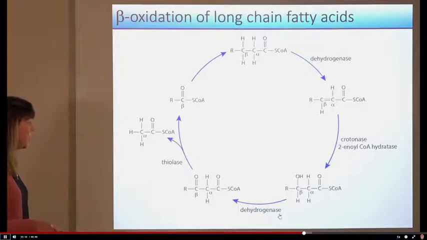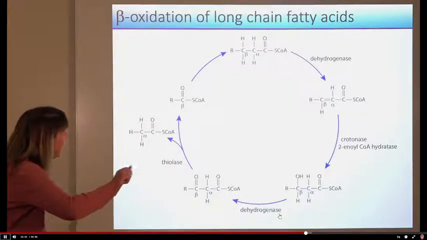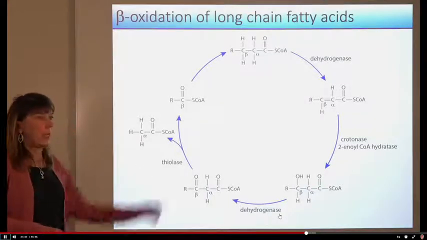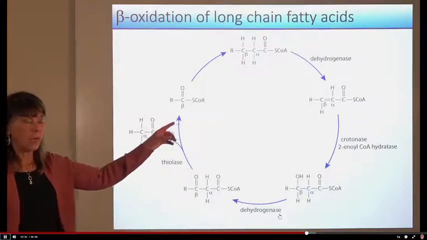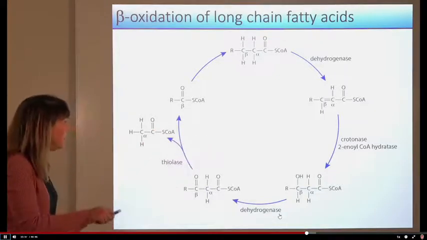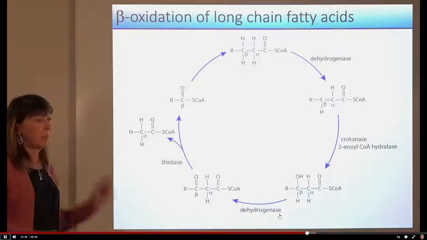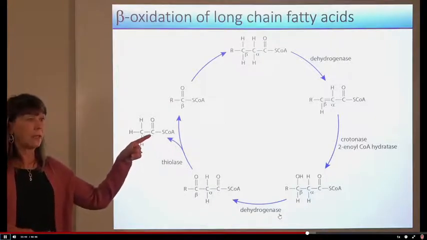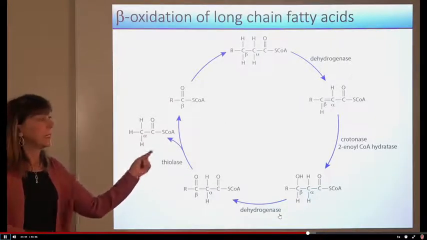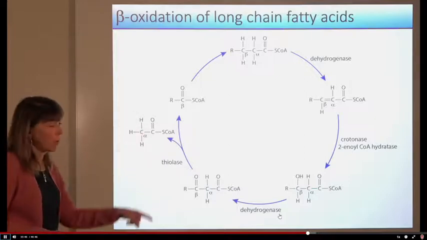This one is NAD dependent. It basically is oxidizing that carbon, the beta carbon. The OH goes to C double bond O. There's a thiolase that comes in here, and you reduce the long chain fat by 2 carbon units, and then you feed it in here again. Now the fatty acyl coenzyme A dehydrogenase, once this has been oxidized, it's been reduced, and then it has to interact with electron transfer protein to get those electrons out so that the cycle can go around again.